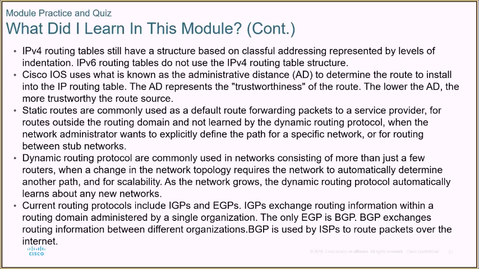Current routing protocols include interior gateway protocols and exterior gateway protocols. Interior gateway protocols exchange routing information within a routing domain administered by a single organisation. The only exterior gateway protocol is BGP, which is Border Gateway Protocol. It exchanges routing information between different organisations and is used by ISPs to route packets over the internet.